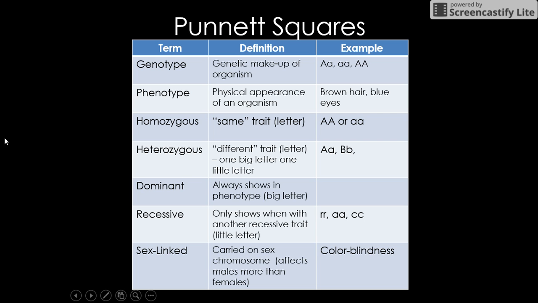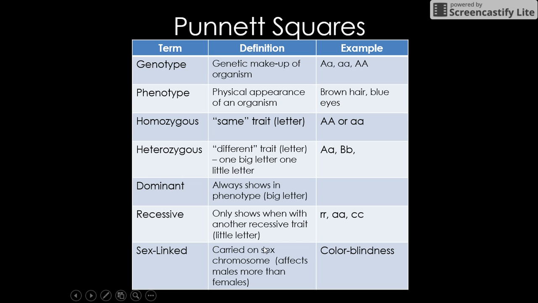So where we left off, recessive is the little letter. Anytime you hear recessive, you are using little letters. Recessive is only going to show when it's paired with another little letter. If it is paired with a big letter, the recessive is not going to show. The little letter will always lose in the fight. It's never going to show.